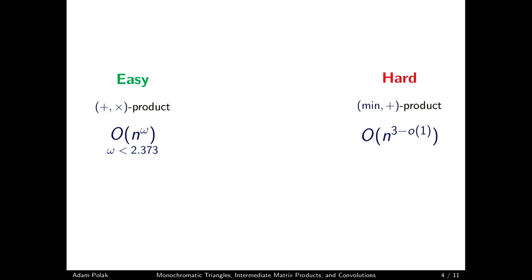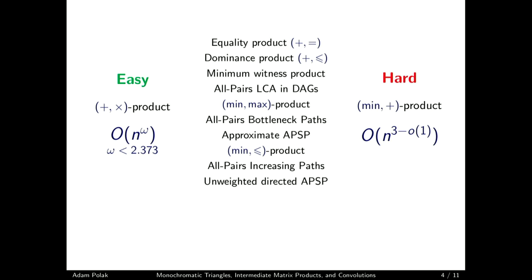Quite surprisingly, there are a lot of problems in the middle. These are some matrix problems, some corresponding graph problems. And for all of these problems, we know how to solve them in n to the (omega plus 3) over 2 time. This is kind of in between the hard and easy case. It's roughly the average of these two running times.